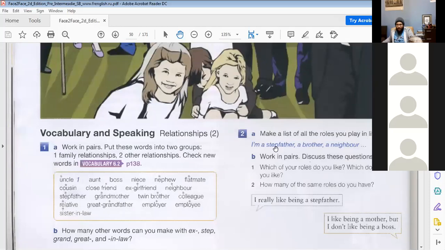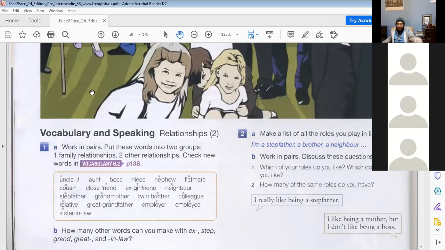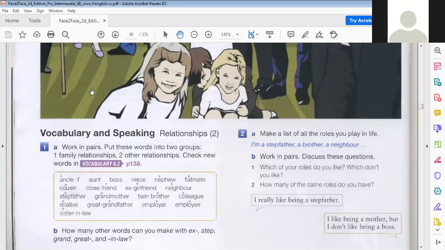This is a nice question. So here you should make a list. What are you, or what are the roles you play in life? So who would like to try this? Let's try. Hey, tell us about the roles you play in life. So you can say, what are you? Give us an example. Are you married?